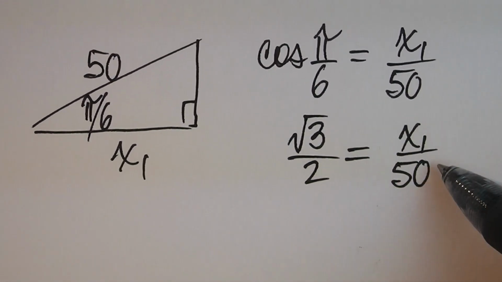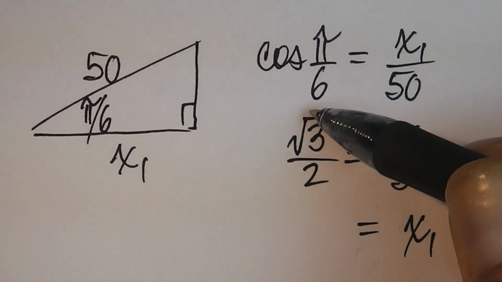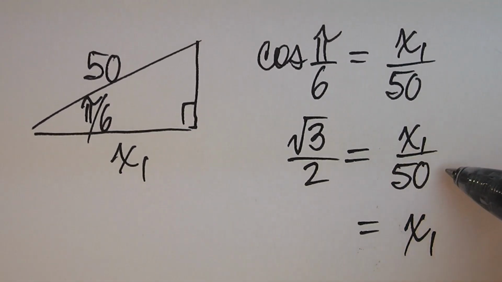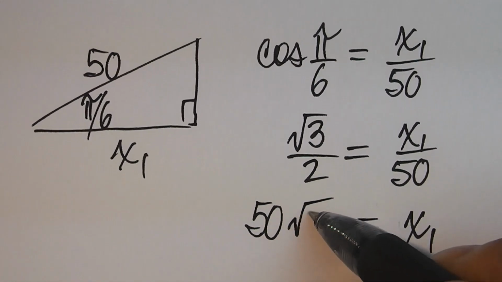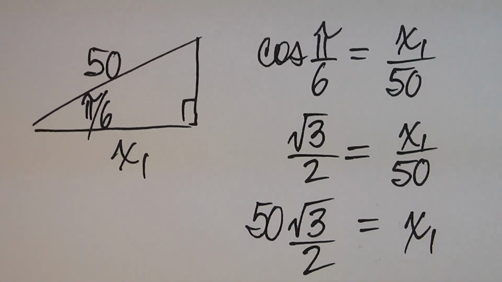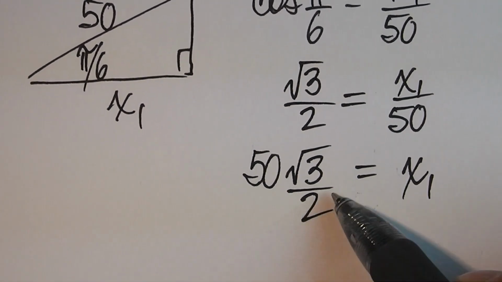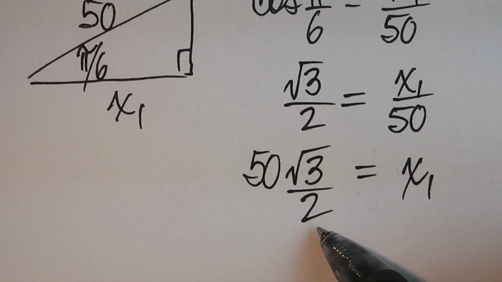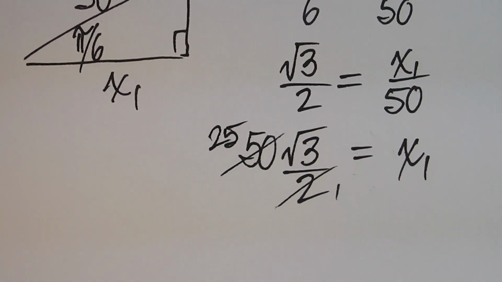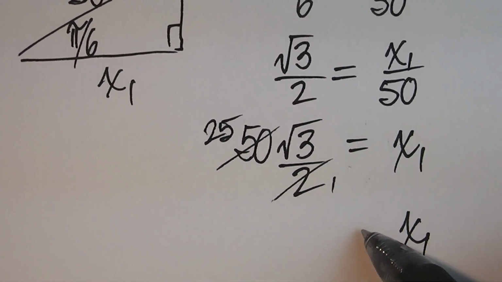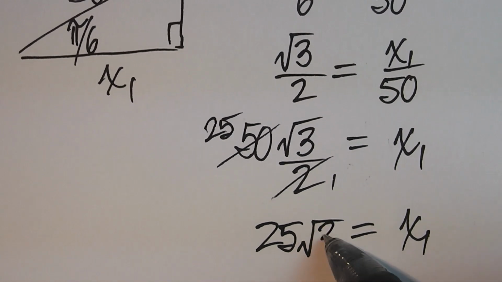So I solve this expression for x1. To do that, I'm going to take this fraction and multiply by the denominator of x1. So that's 50 multiplied by radical 3 over 2. So you have to simplify this. 2 divides into 2 once. It divides into 50 25 times. So what you're left with is x1 is equal to 25 radical 3.